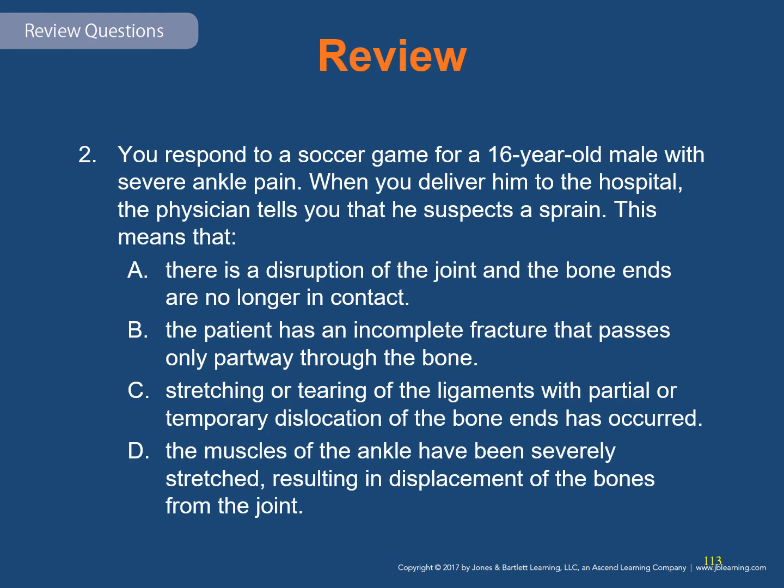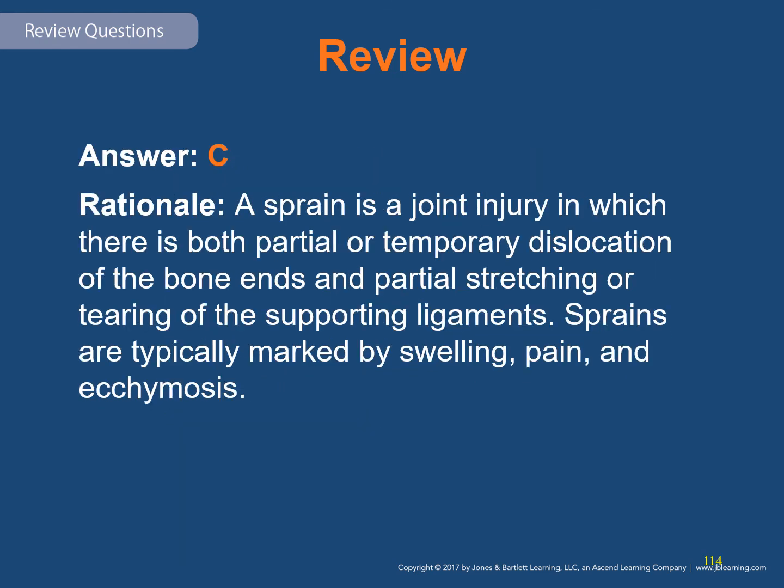Review question 2. You respond to a soccer game for a 16-year-old male with severe ankle pain. When you deliver him to the hospital, the physician tells you that he suspects a sprain. This means that A. There is no disruption of the joint and the bone ends are no longer in contact. B. The patient has an incomplete fracture that passes only partway through the bone. C. Stretching or tearing of the ligaments with partial or temporary dislocation of the bone ends has occurred. D. The muscles of the ankle have been severely stretched, resulting in displacement of the bone from the joint. The correct answer is C.